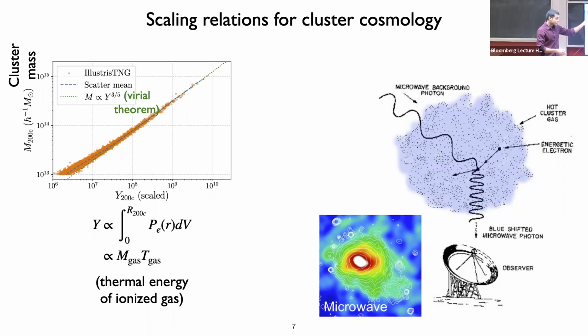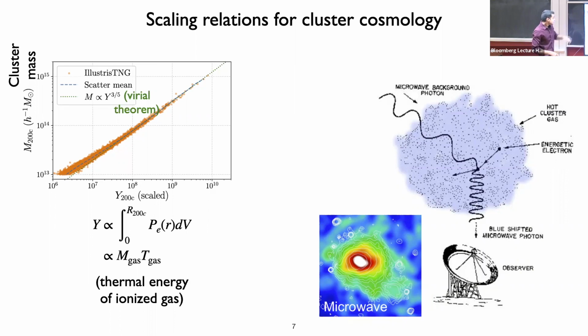This people can now measure very precisely. So this is one of the plots I've shown on the bottom. This is a reconstructed plot of how the signal in the microwave would look for a cluster. Comparing to the previous scaling relation, you can immediately see that this has a much lower scatter. So this gives a much more accurate estimate of the cluster mass. I've shown again a prediction from a simulation, IllustrisTNG. You can see that it follows a power law relation very nicely.